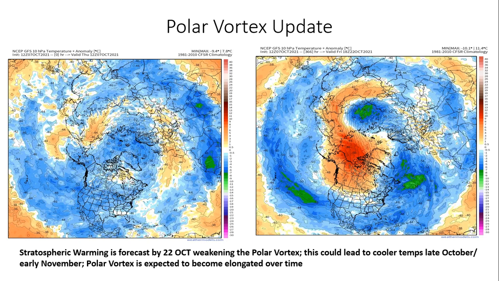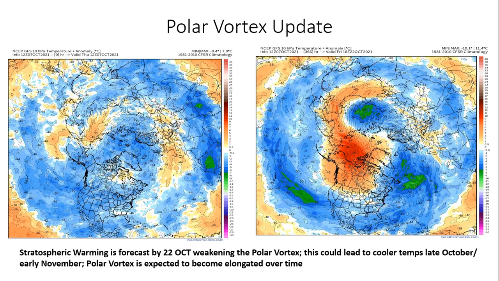Looking at this model a couple days ago, it appeared that the coolest temperatures would be displaced from the Arctic higher latitude areas into Eurasia. So just because this occurs, weakening the polar vortex, does not necessarily mean the coolest air is going to flow down into the United States. It could actually move into Eurasia instead. So this is something to keep an eye on.